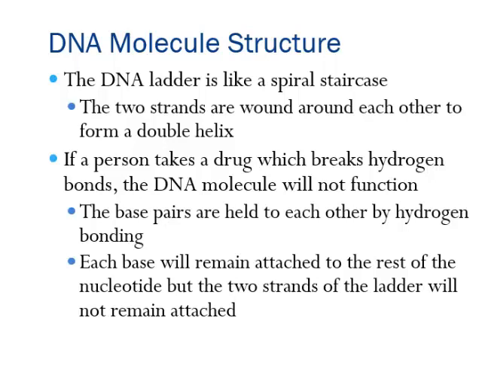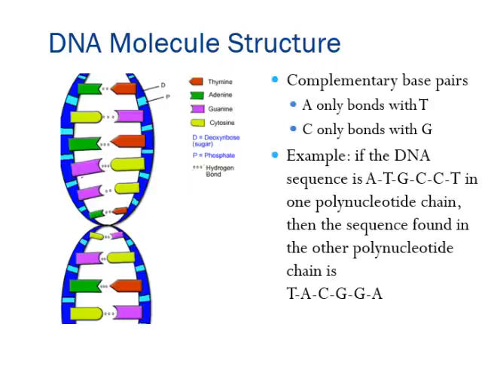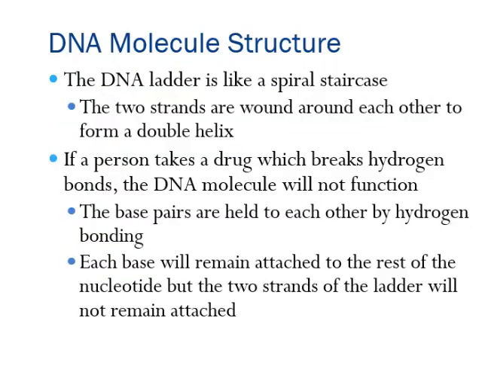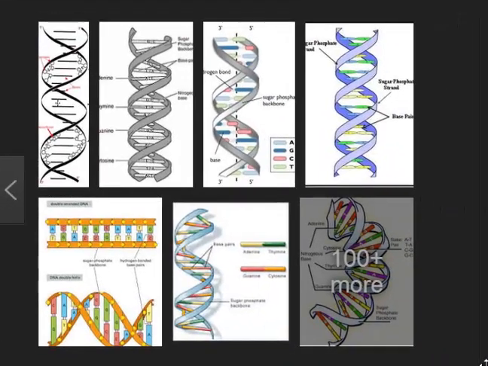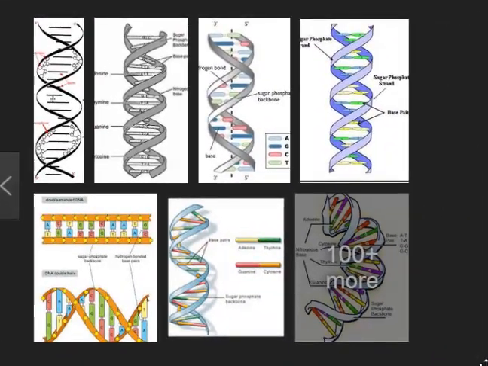The DNA is shaped in what is sometimes known as a double helix. We're going to see a little bit on the next slide. A double helix is kind of like a spiral staircase with stairs being the bases. Here are some examples of representations of the double helix. These are just different types of diagrams, different examples.